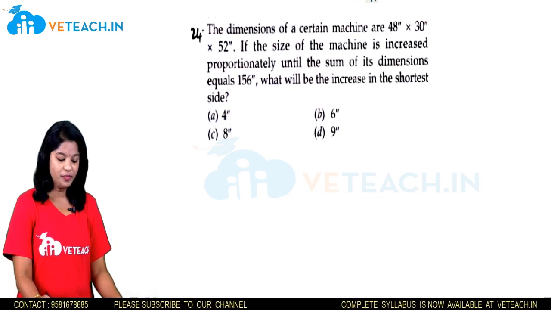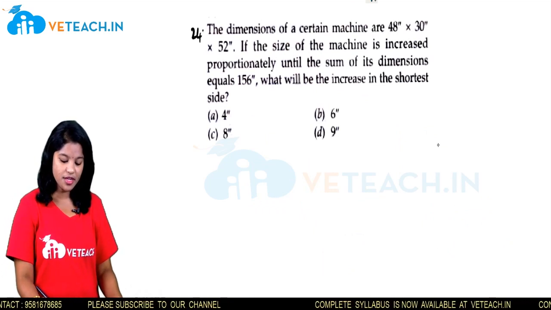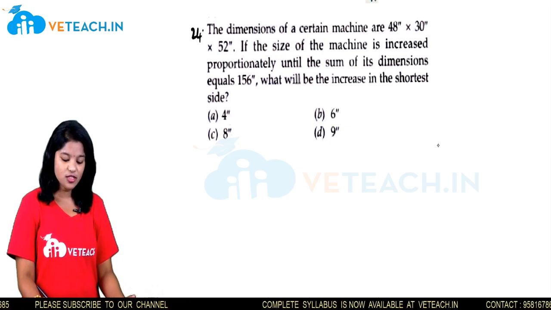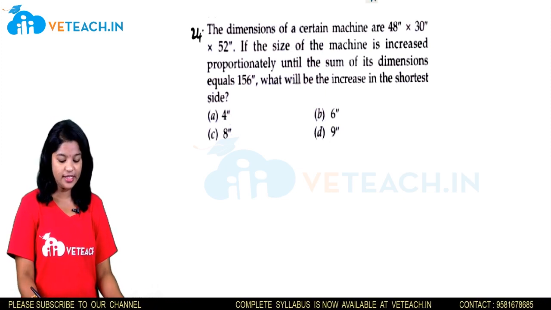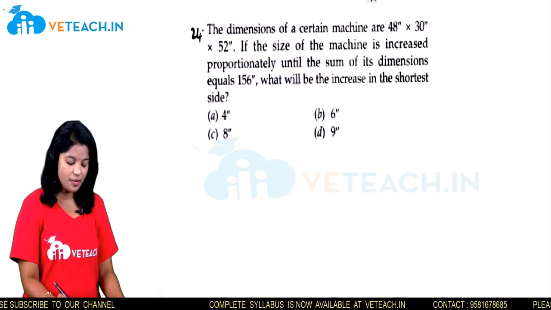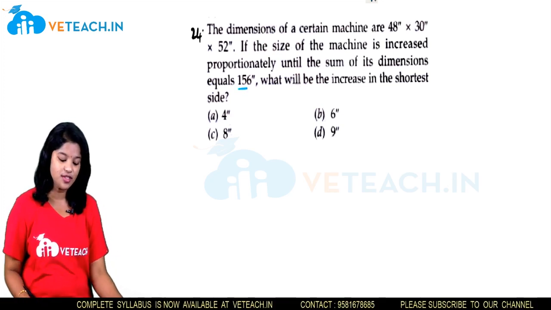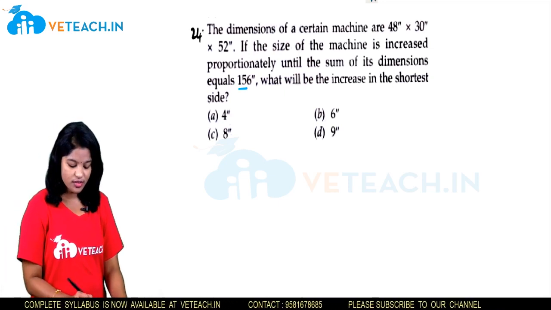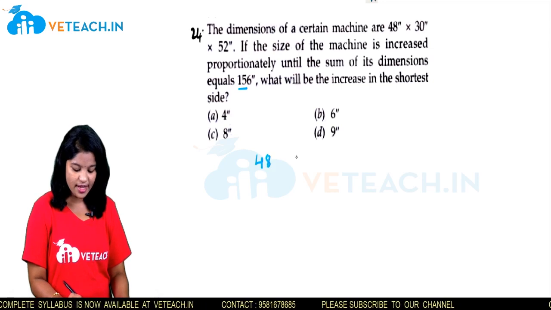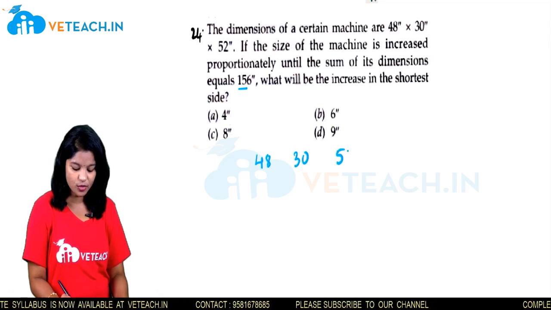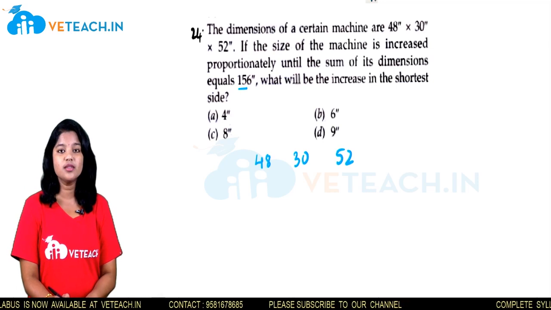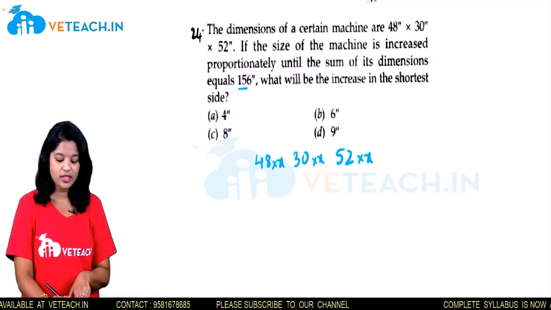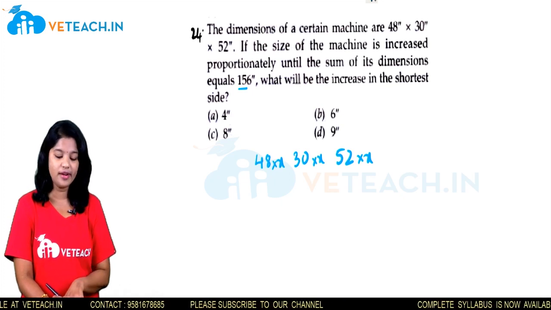See the next problem. The dimensions of a certain machine are 48 into 30 into 52 inches. If the size of the machine is increased proportionally until the sum of its dimensions equals 156 inches, what will be the increase in the shortest side? So the dimensions of the machine are 48 into 30 into 52. Now these dimensions are increased proportionally. That means suppose let it be x. So they are increased by the same amount, that is by the same number x.